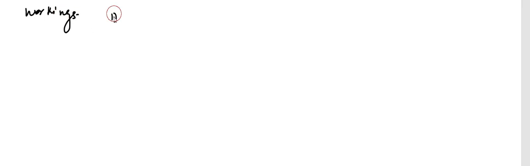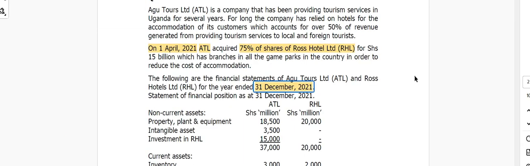That's my workings. Working 1 is going to be about the group structure. We have been told we have a parent as well as a subsidiary. The parent is ATL. So we have ATL, this is my working 1, group structure. I have ATL, which is the parent company. Then we have RHL, that is the subsidiary.